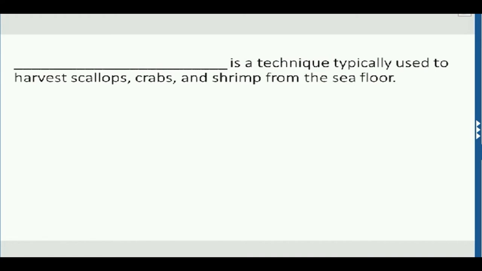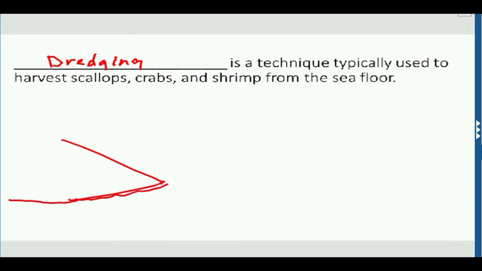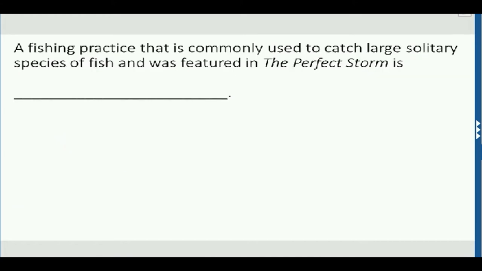A technique used to harvest scallops, crabs, and shrimp from the seafloor is called dredging. And this is very disruptive to the environment because you're basically taking a net that has a weight along the bottom, and it just scrapes everything off of the seafloor. A fishing practice commonly used to catch large solitary species, featured in the movie The Perfect Storm, is longline fishing.